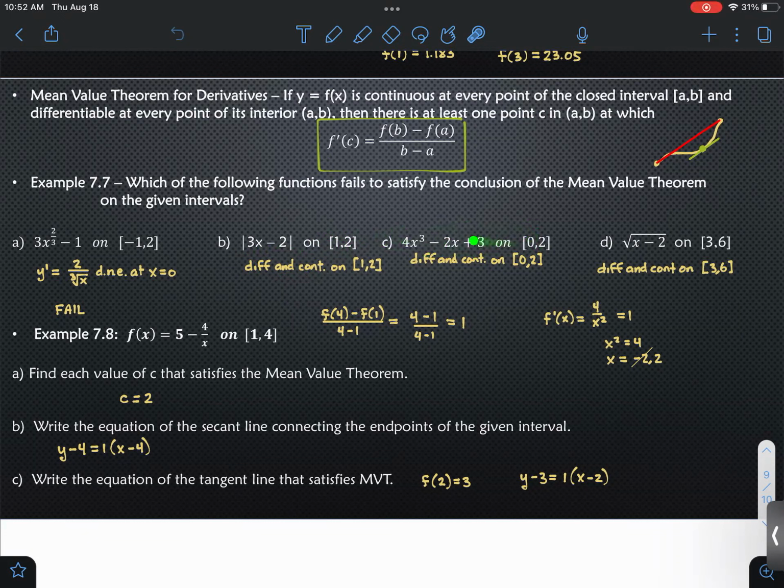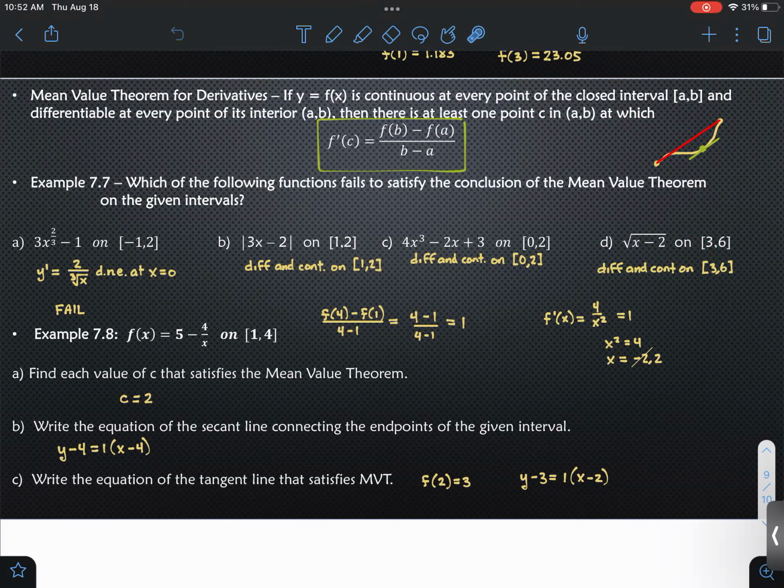Polynomial, this one's pretty straightforward. It's differentiable and continuous everywhere, so definitely from 0 to 2, the mean value theorem would apply. The fourth choice, this thing is not defined if x is less than 2, but that's okay because that's not the region that we're looking at. From 3 to 6, yes, this is differentiable and continuous.